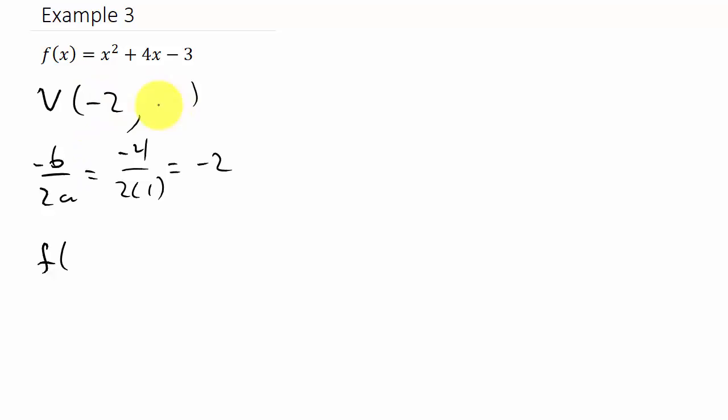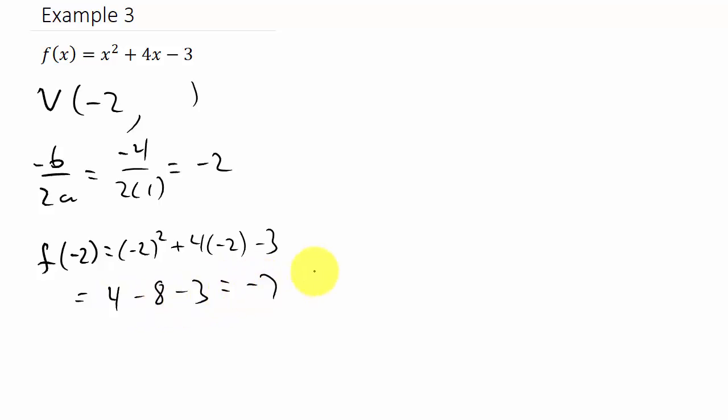To get the y coordinate of our vertex, we just take the x coordinate we found and plug it in. So f of -2 is -2 squared plus 4 times -2 minus 3. This is going to be 4 minus 8 minus 3, so that's negative 4 minus 3, which is negative 7. And there's our y-coordinate. Now we have our vertex.